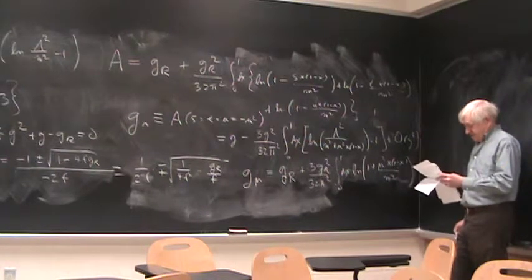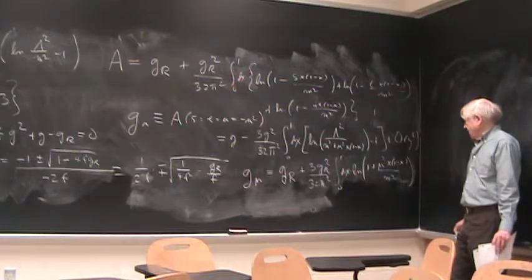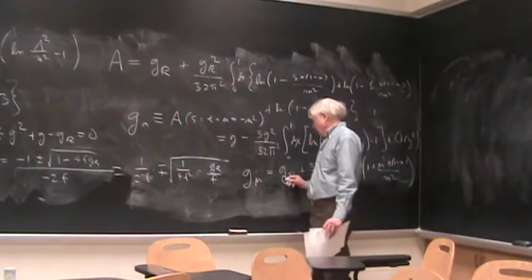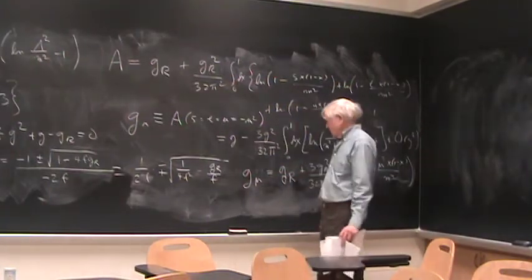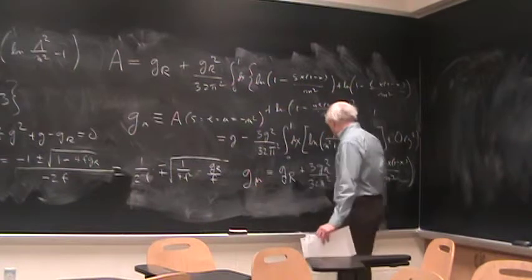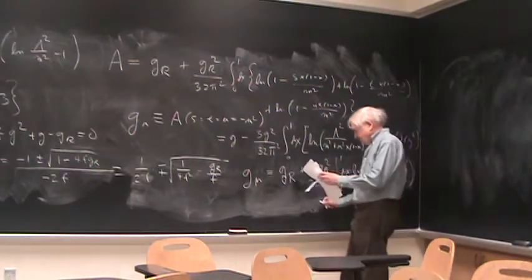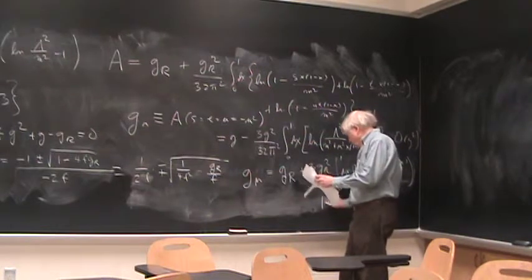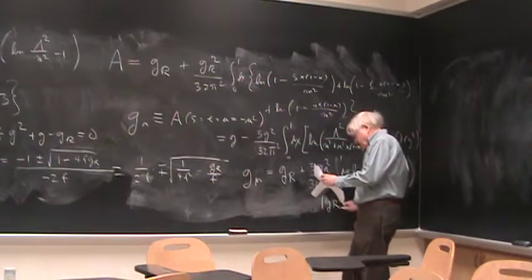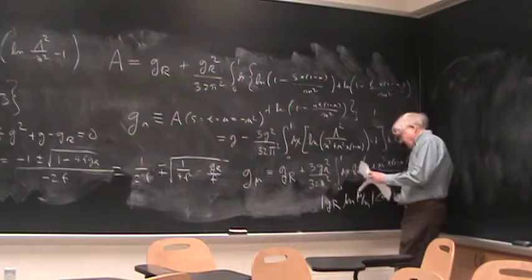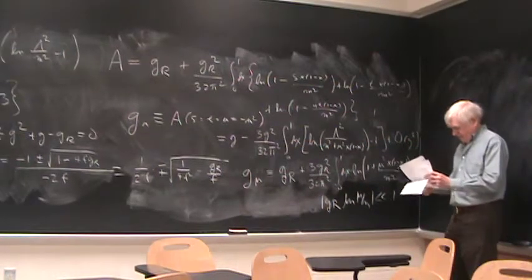The trouble is that this is reasonable, that is to say, if g R, g R being the one at zero, is small, then g mu is small only if we need g R times this logarithm of mu over m to be much less than one. Okay.